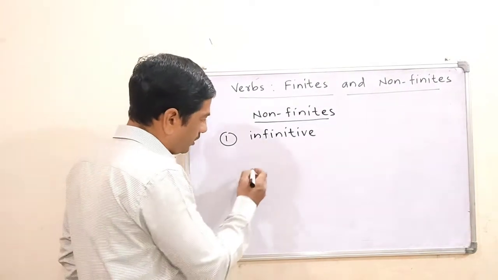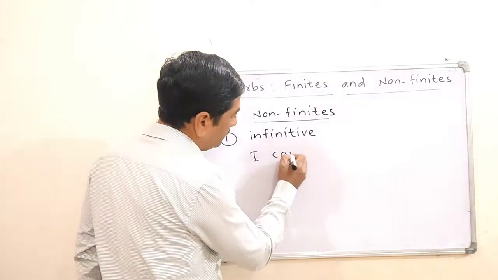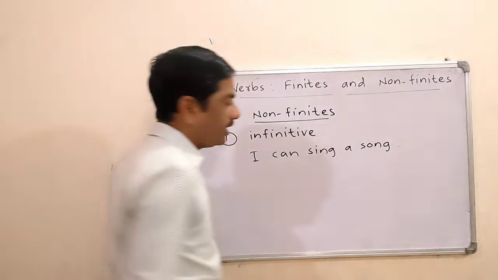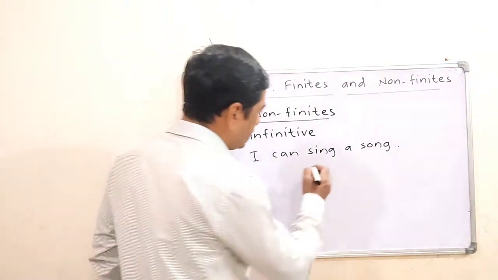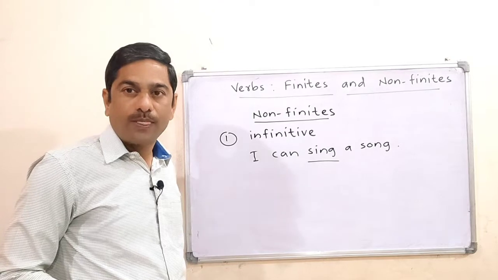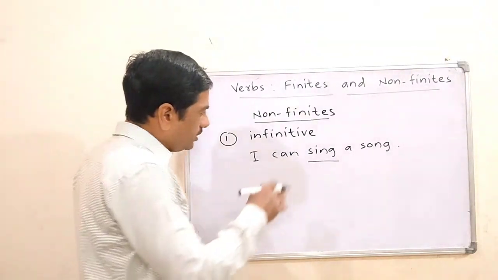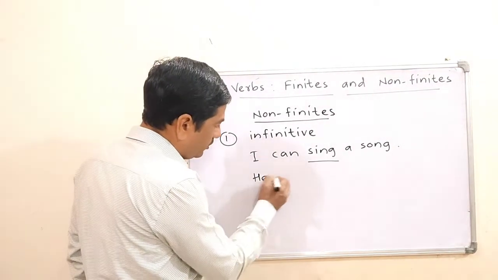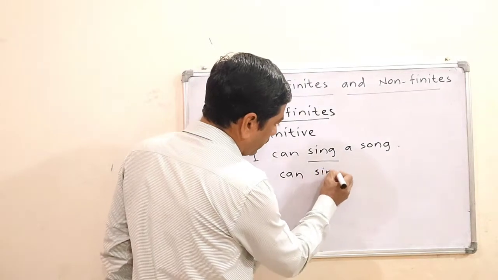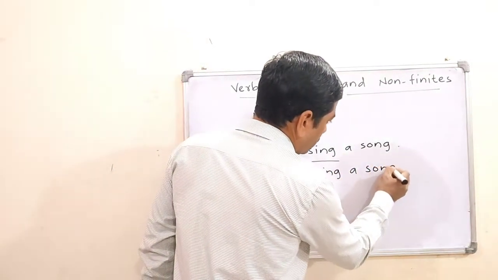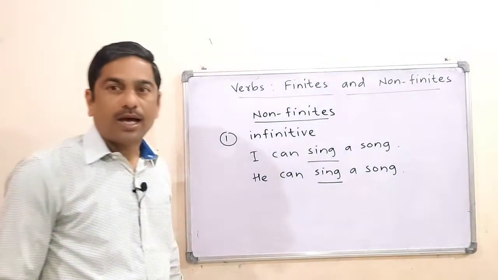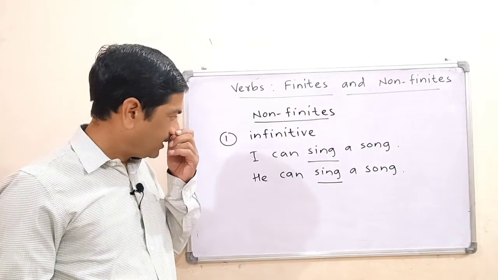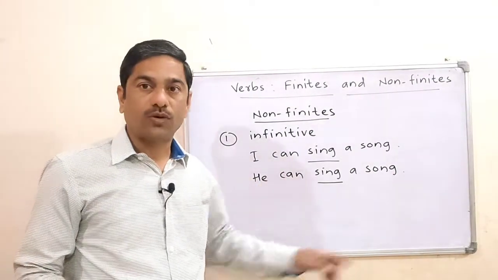I will write here some sentences. I can sing a song. In this sentence, this sing is infinitive. In place of I, if you take another subject, he can sing a song. So this form of the verb does not change.